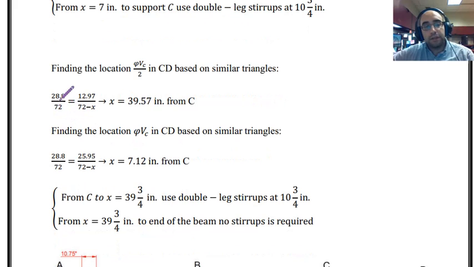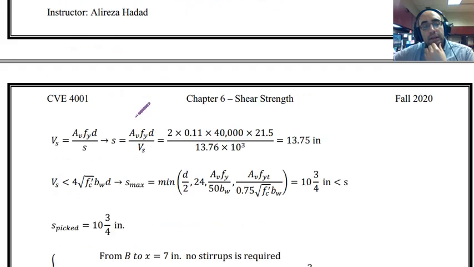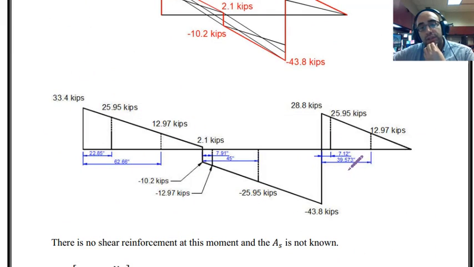Those ratios are shown over here. See? And based on this, I can find the location of having shear equal to 5 VC over 2 as 39.75 inches from point C. So that is the point where shear is equal to 5 VC over 2. And then the same idea for the location where the shear is equal to 5 VC. If I use the ratios between this triangle and the larger triangle, we can find the location of this point. And once you do that, you can see that it is located at 7.12 inches from the support. So it means in this region, I don't need any stirrups.